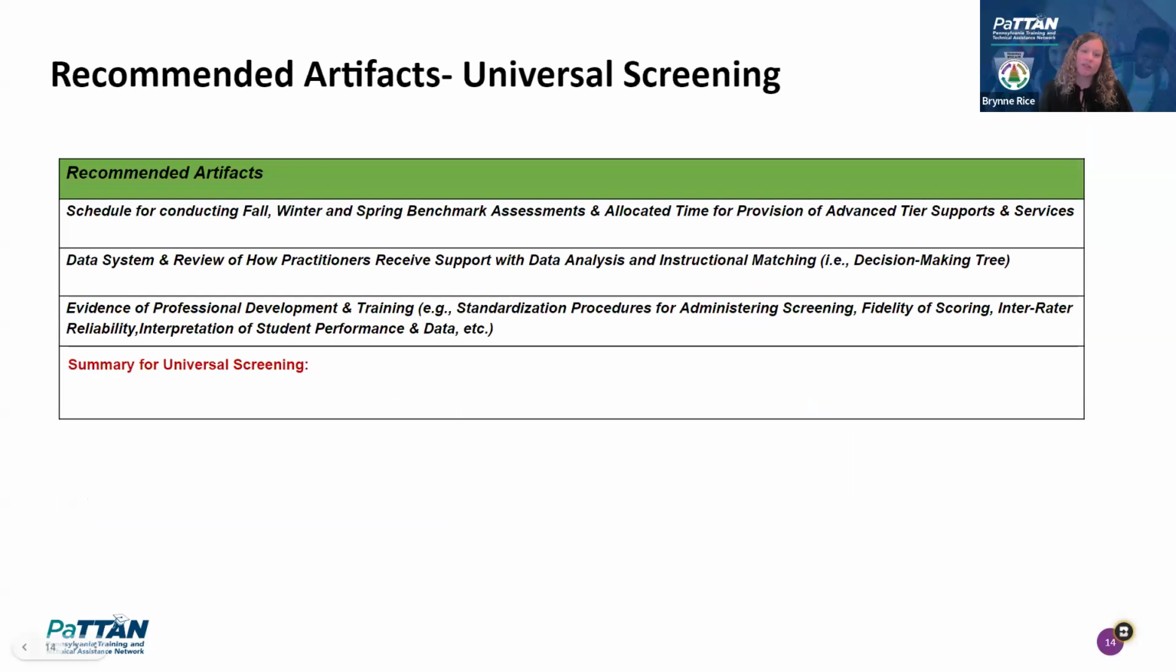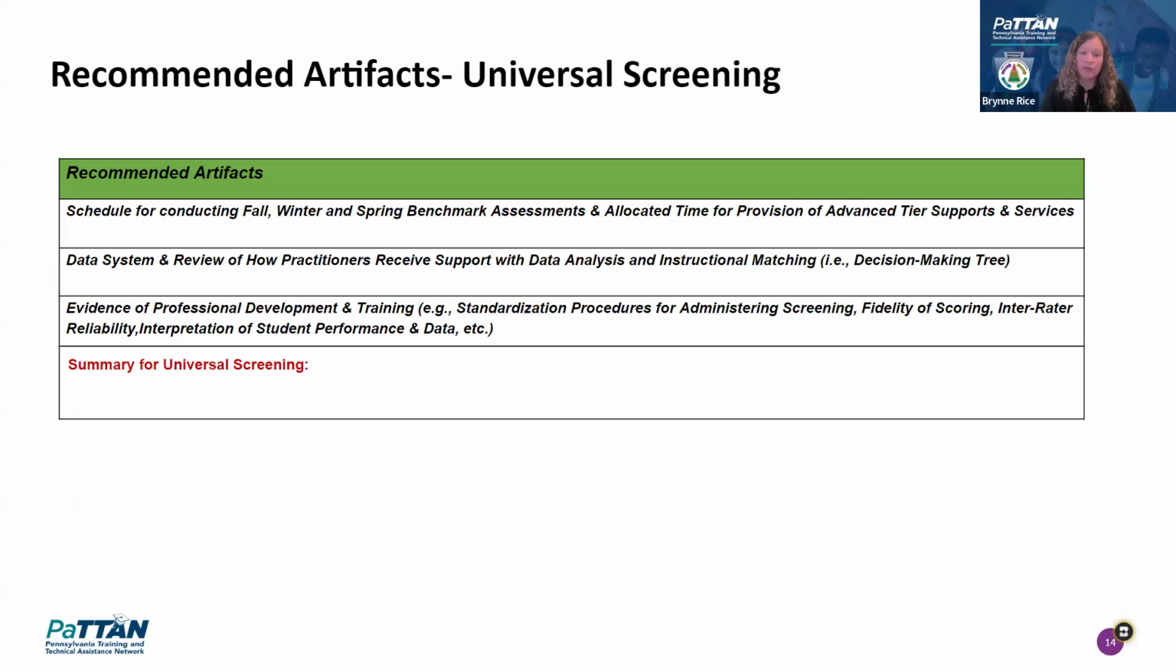To support evidence of effective universal screening, the following artifacts are recommended: a schedule for universal screening and benchmarking, procedures indicating how universal screening data is utilized, including a decision-making tree or flowchart to indicate which students will be identified in need of intervention and matching interventions to their skill needs.